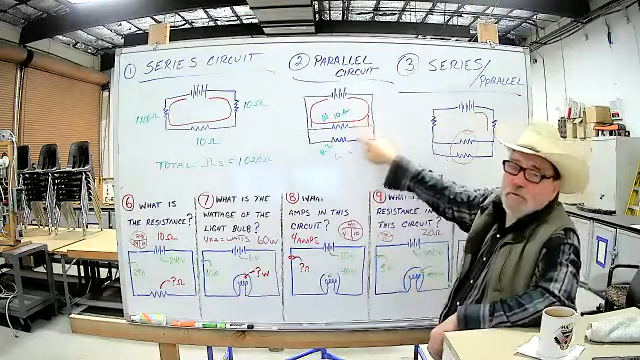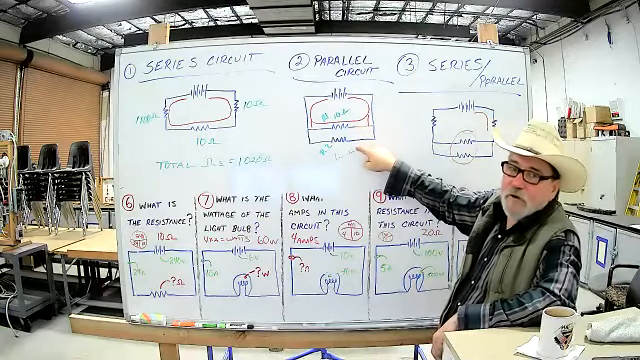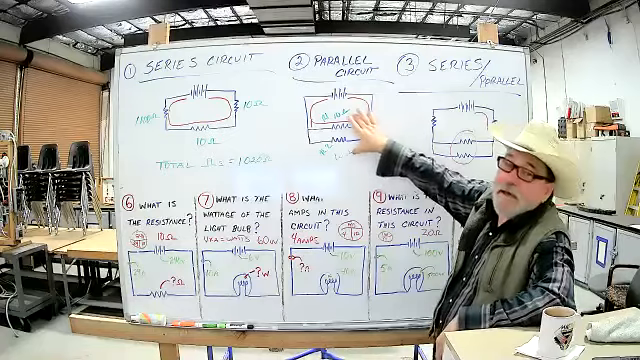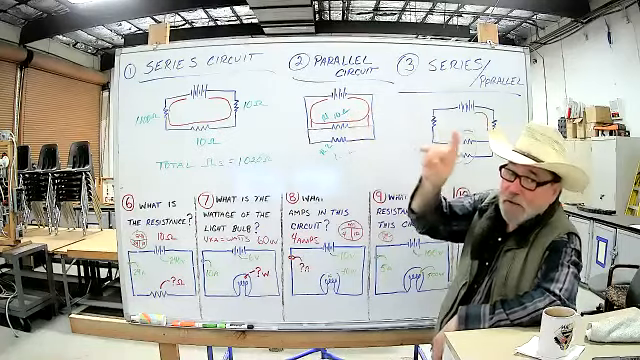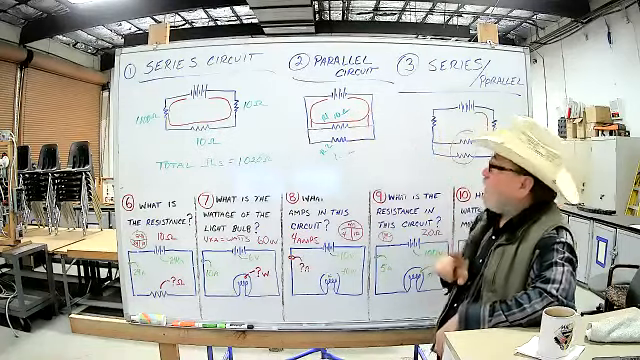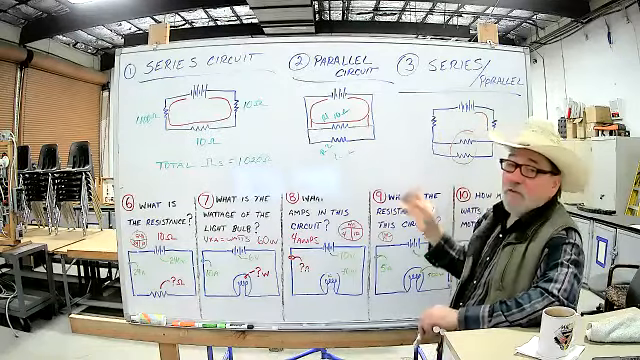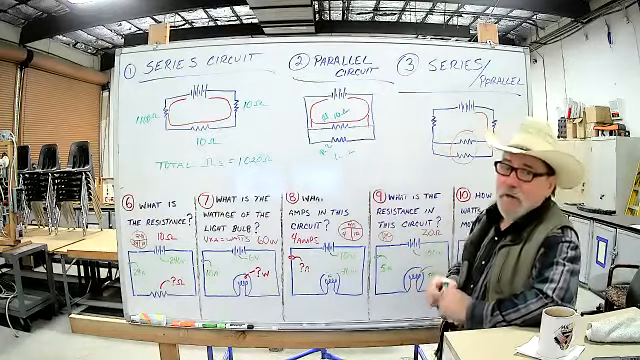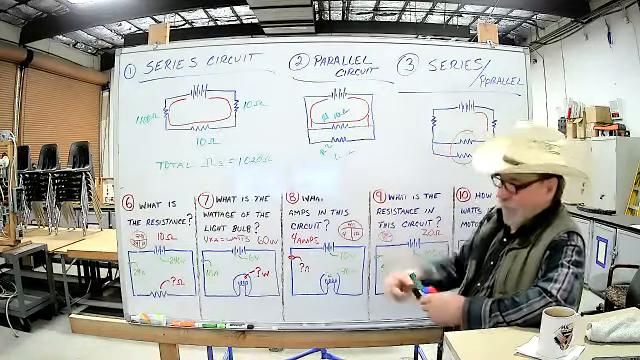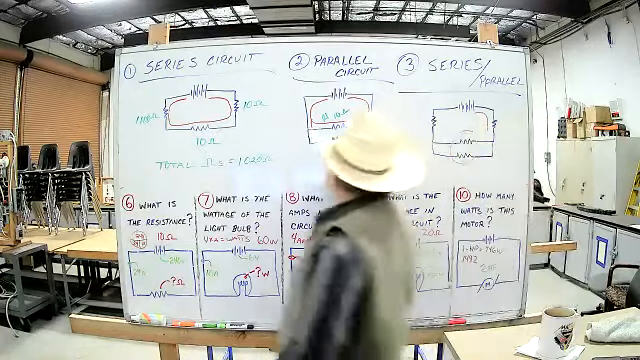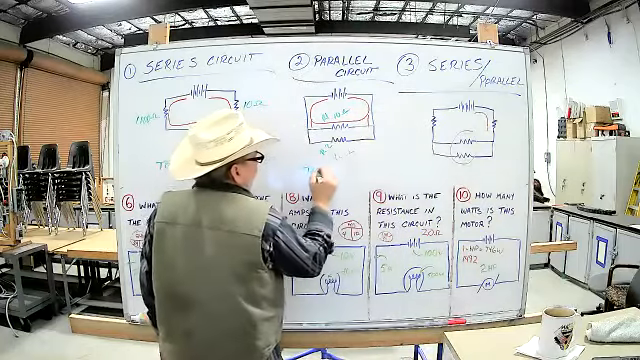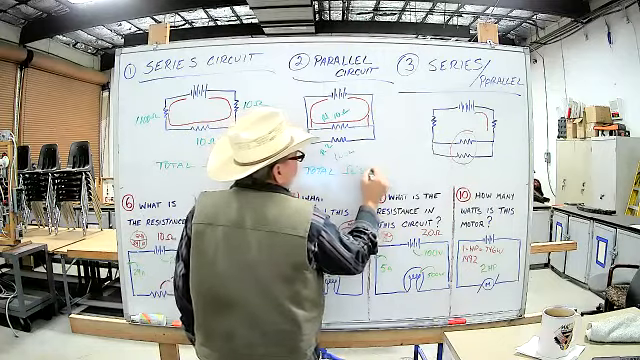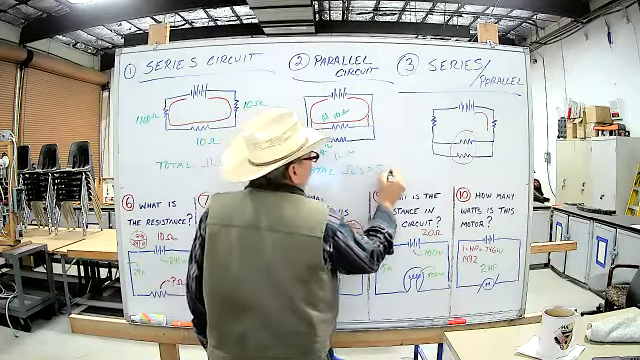When you have two resistors in parallel, in a parallel circuit, and they are the same value, that's the deal. They have to be the same value. It works out that your total resistance is always going to be half of one of them. So half of 10, your total ohms is going to equal 5 ohms.